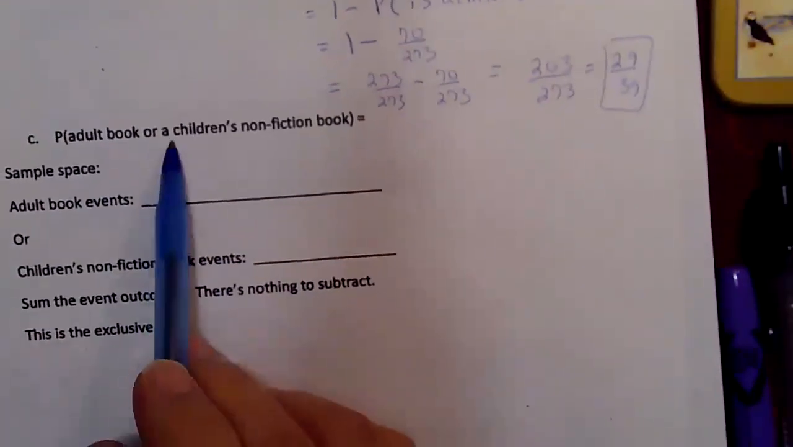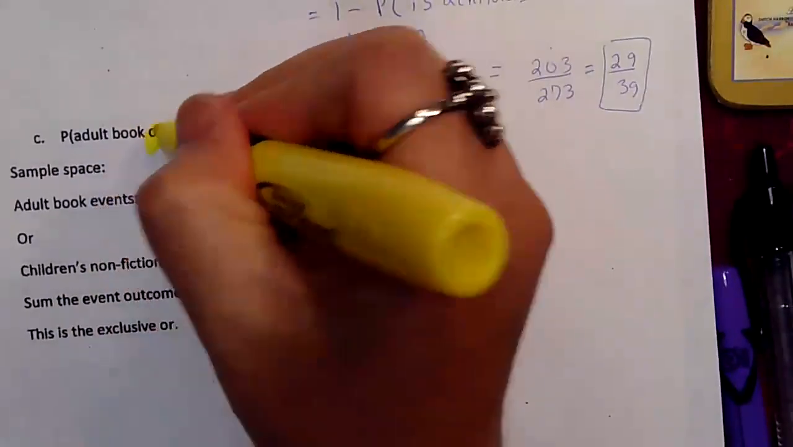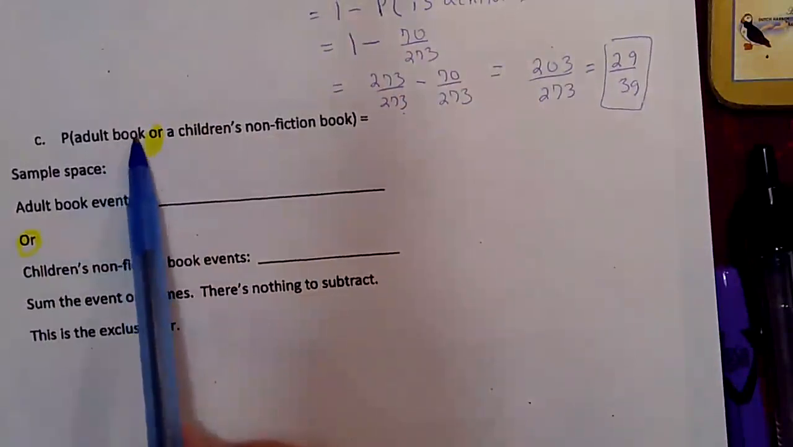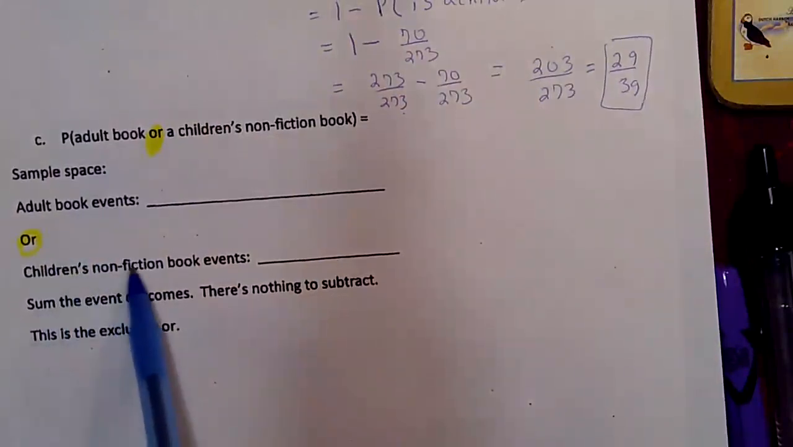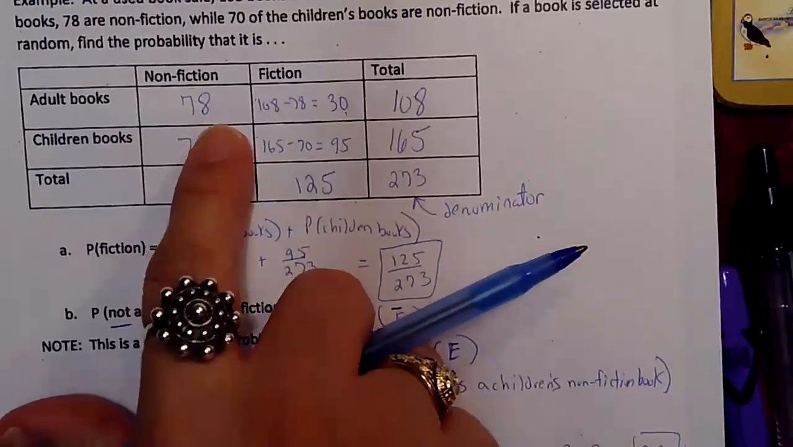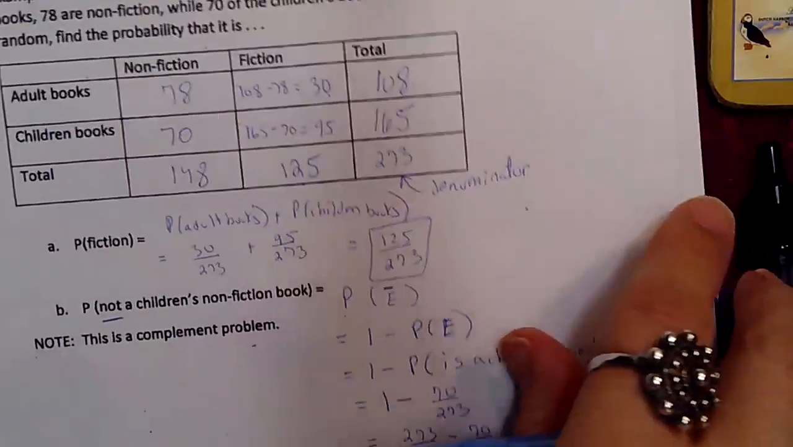Okay, here's an or. And you see, to save time on this worksheet, I was trying to save time in class, right? So adult books or children's nonfiction books. So the adult books, 78, comma 30, and then the total is 108.